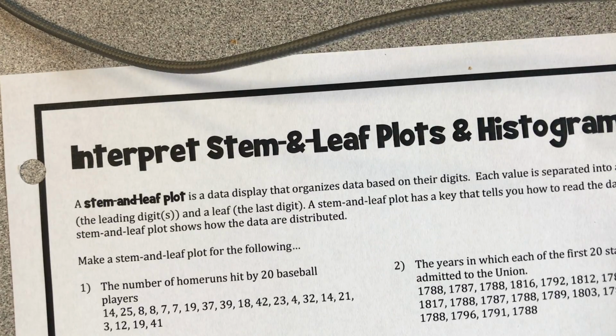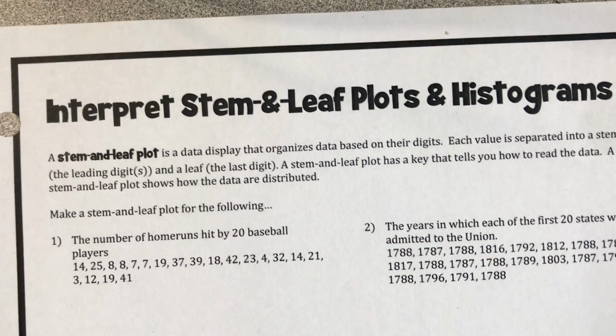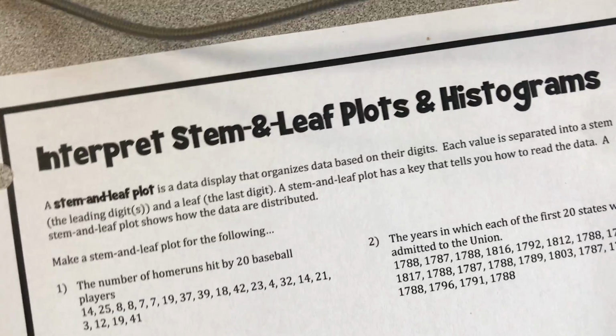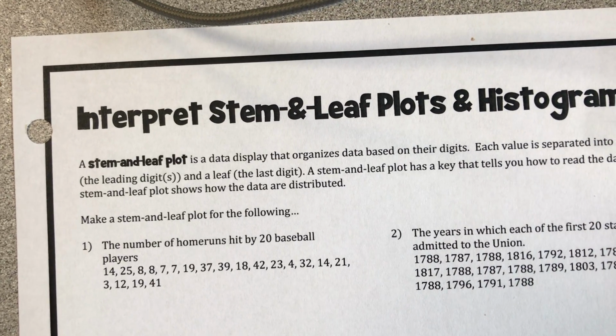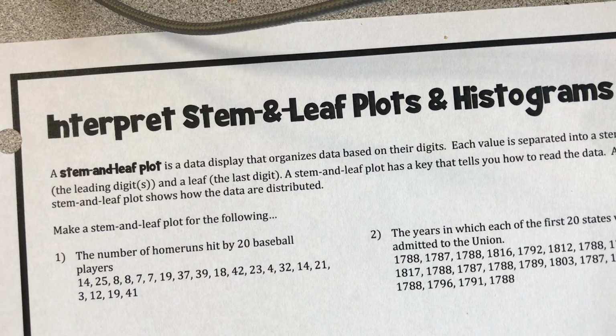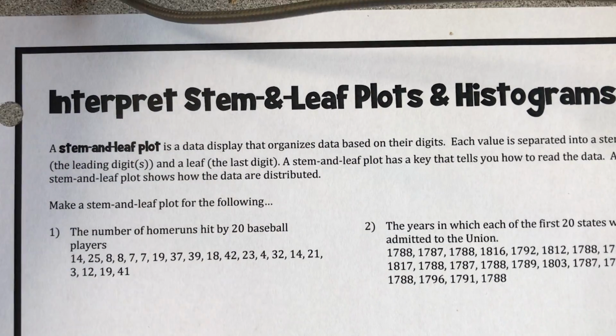Okay, today we're going to talk about stem and leaf plots and histograms. A stem and leaf plot is a data display that organizes data based on their digits. Each value is broken into a stem, which is the leading digit or digits, and a leaf, which is always the last digit. For what we're going to do, the leaf is always going to be the last digit.